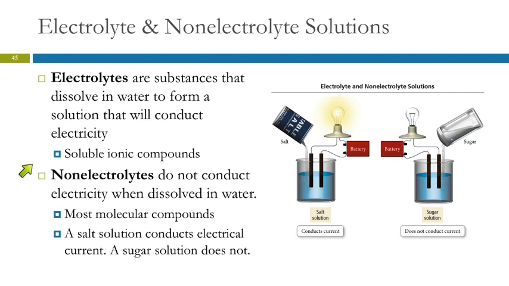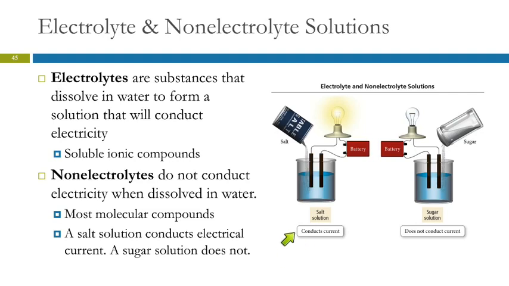So electrolytes would include all soluble ionic compounds. When those dissolve in water, you've got charged particles. You can also have solutions that do not conduct electricity. These are called non-electrolytes. And these would be most molecular compounds. Things like sugar. When you dissolve sugar in water, it does not form any ions. It's not going to conduct electricity. The sugar molecules remain intact.